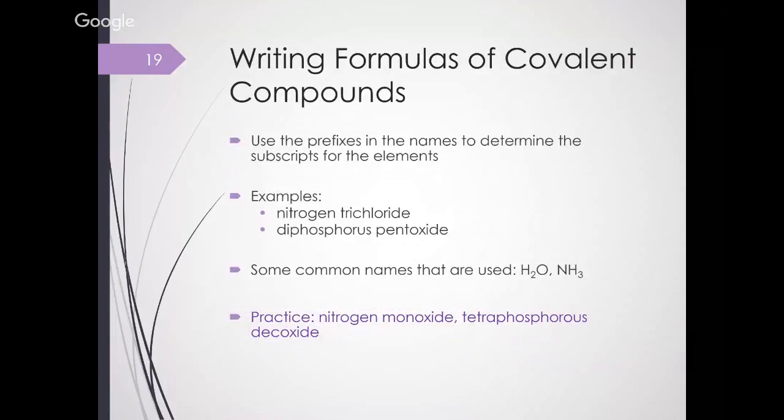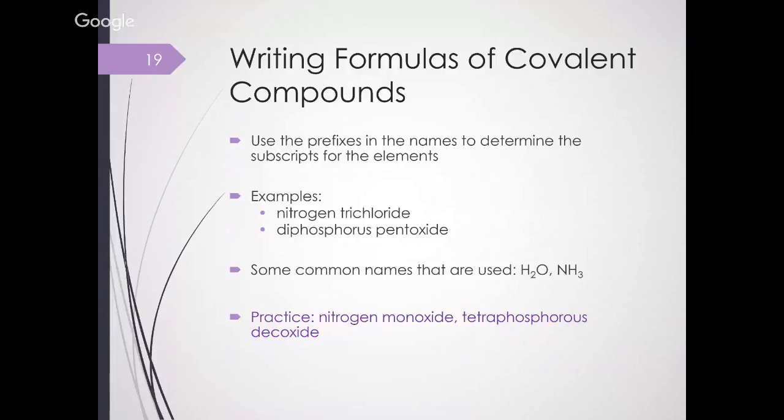Now, going backwards, if I have a name and I want to find the formula, all I need to do is know what my prefix means. And that tells me the number of atoms. I'm no longer trying to balance anything based on charges because these compounds do not form based on charges. They form based on, I'm going to share so many electrons with you.